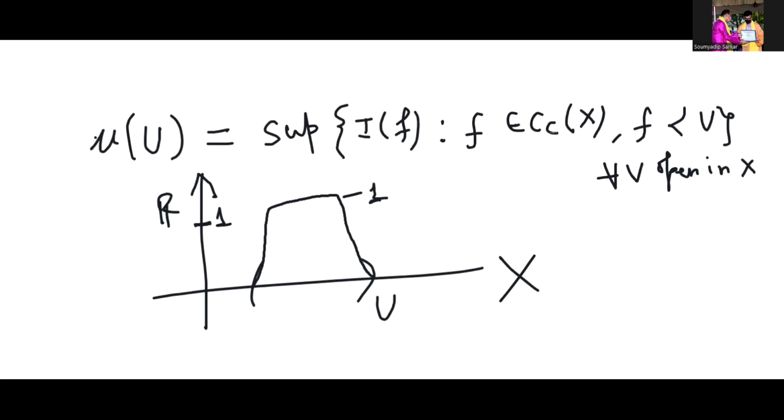It's like a bump sitting inside, supported inside U, and except near the endpoints, it is the constant one function. It might also not be constant one in some middle portion; it can be something like this also. All of these kinds of functions will qualify to satisfy the condition that f ≺ U, because the support of f is contained in U and f takes values between 0 and 1.